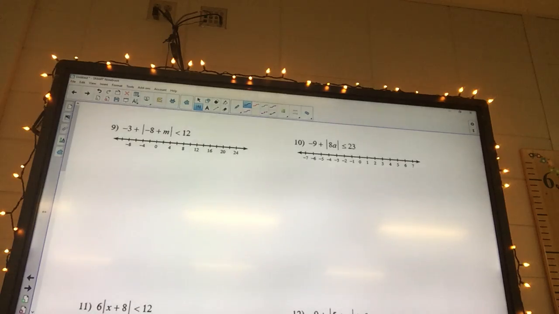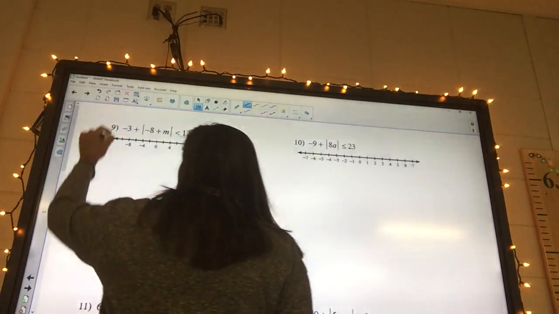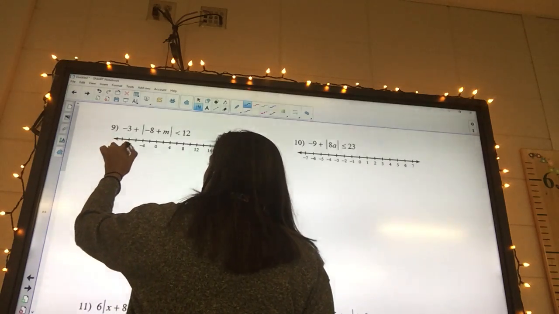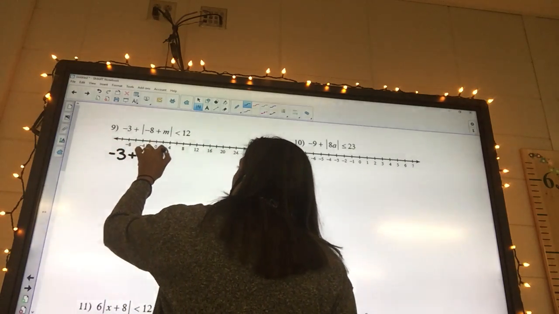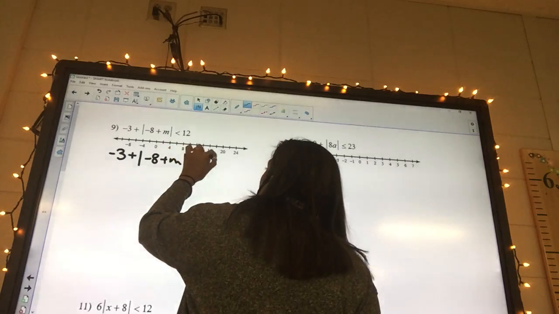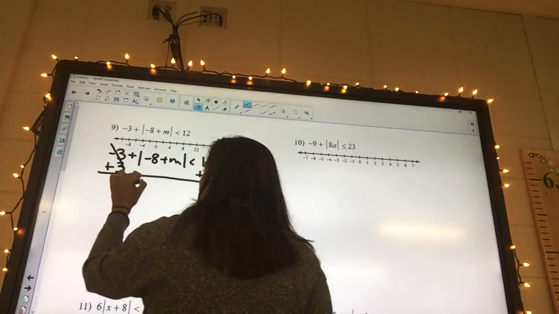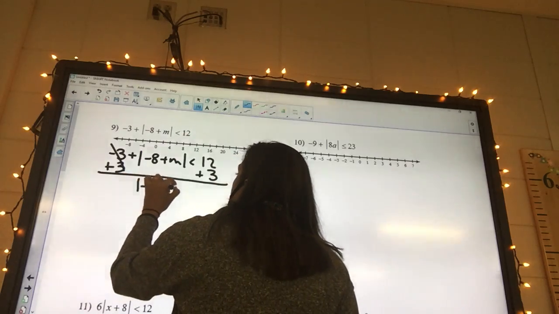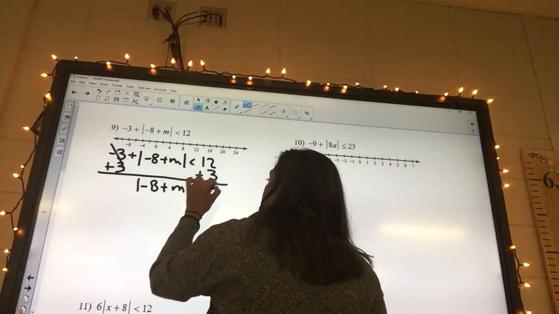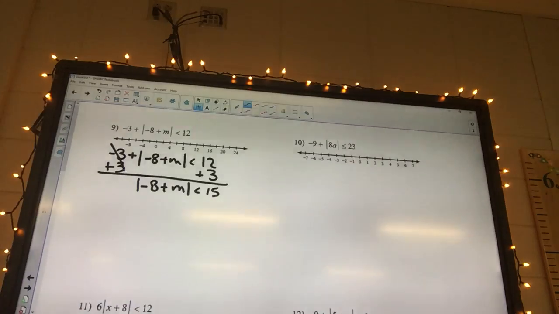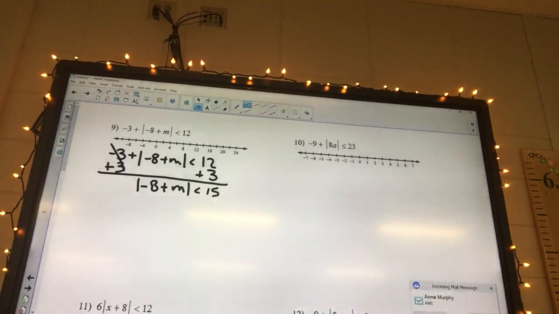We're trying to get the bars all by themselves. The 3. So I'm going to say plus 3 on both sides. Okay, so I'm going to write it down here. So I got plus 3, plus 3. So I got absolute value of 8 plus m is less than 15. Are my bars all by themselves now? Yeah, so now we can set it twice.